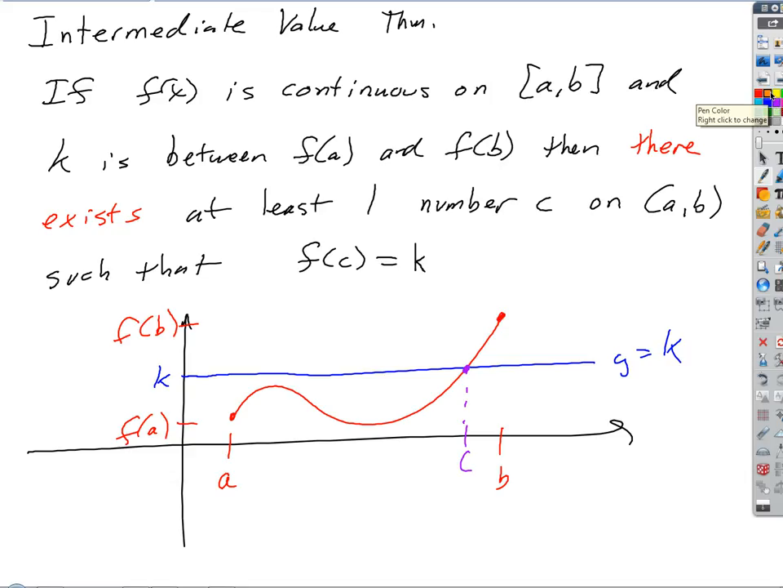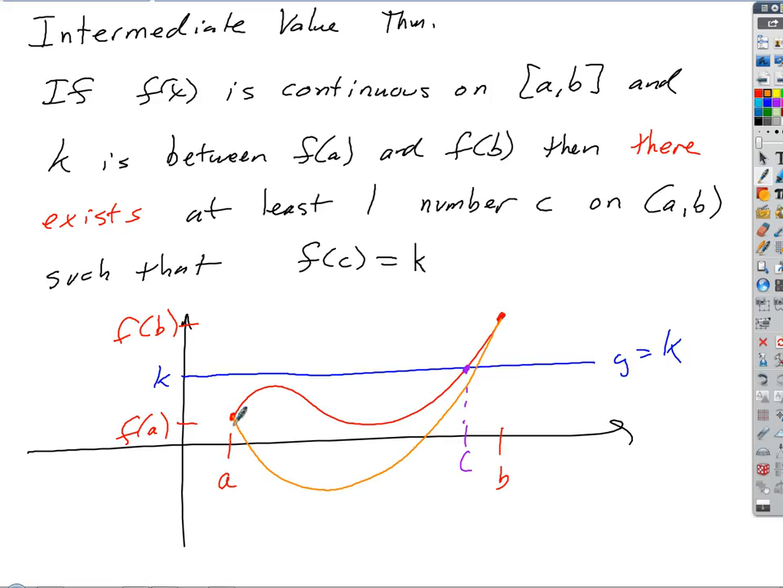Wait, so is f of A the minimum of the function? It wouldn't make any difference if it's a minimum or a maximum. Given this one, you're saying, what if you do something like this? But I still have to get up to f of B, so I'm still going to have a different value of C. Is f of A at the starting point, or just at the bottom? It's at the starting point.